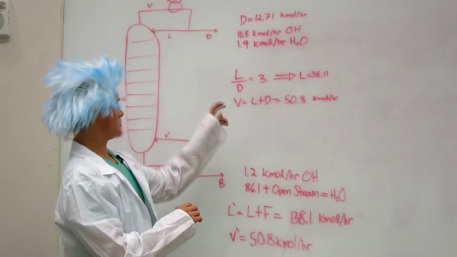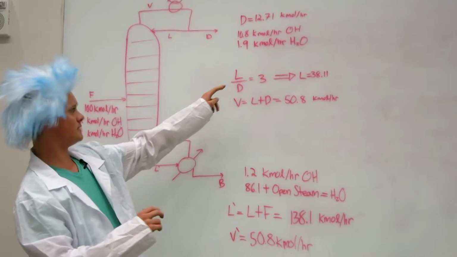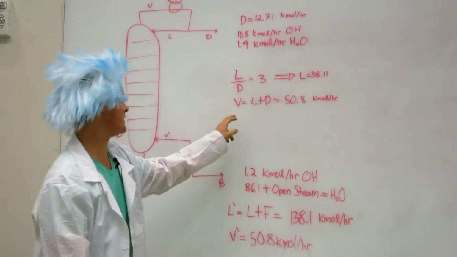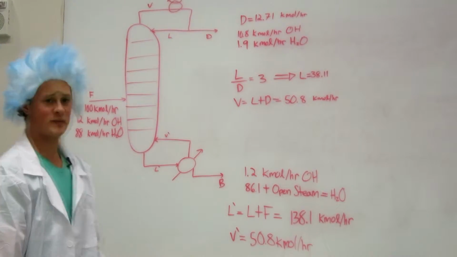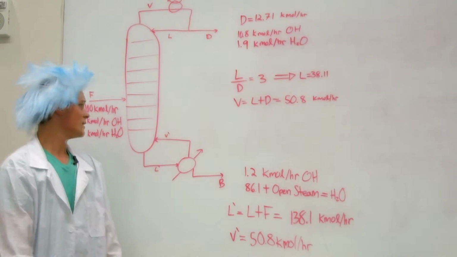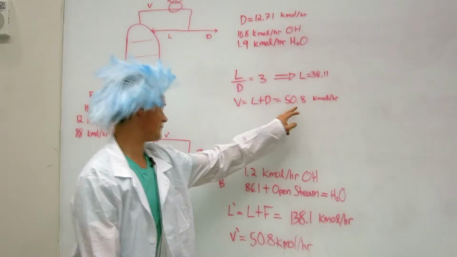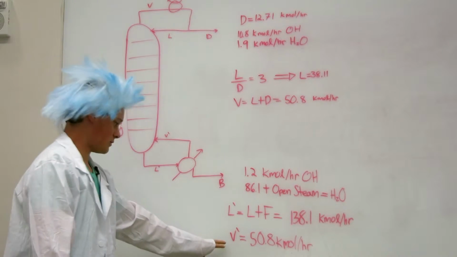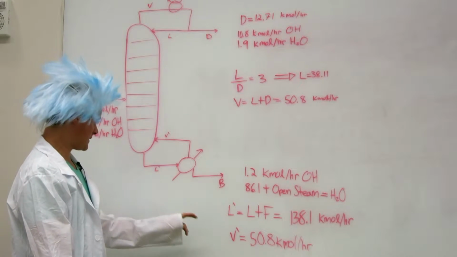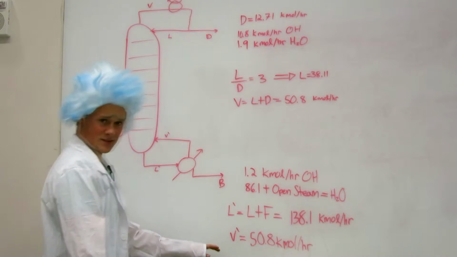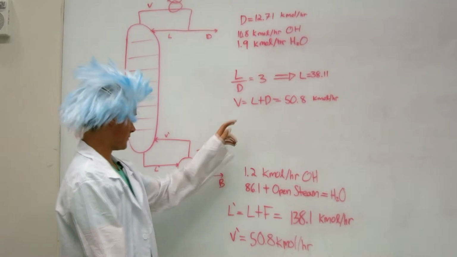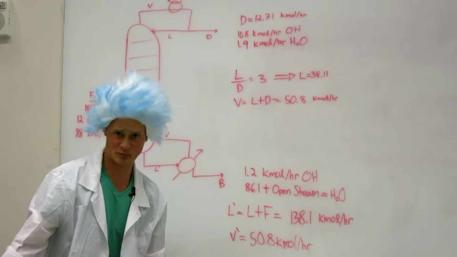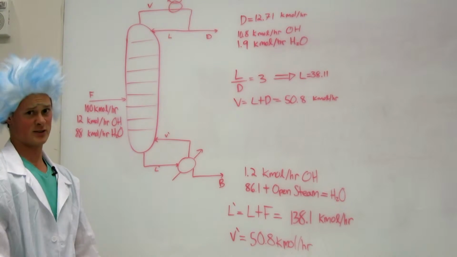Then you can use your reflux ratio, L over D, which is equal to 3, to find L. Once you find that, you can find V. V is L plus D, Morty. Once you find V, you know that the vapor in the open steam in the bottoms is the same as the vapor up top, which is 50.8 kmols per hour. So you got the first part already solved, Morty.